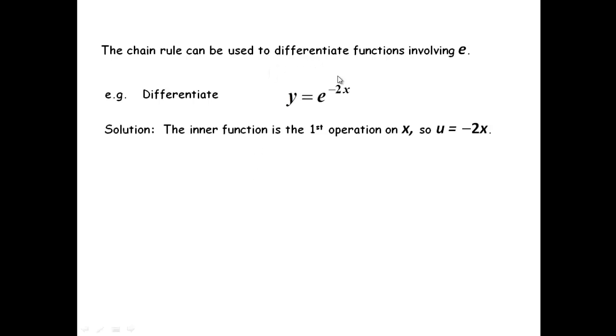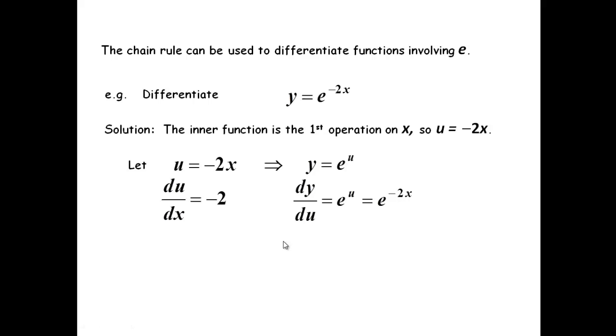To go beyond this, we use the chain rule. If, for example, we wanted to differentiate y equals e to the minus 2x, we would first look at the inner function, which is the first operation we perform on x. So it's this part here, isn't it? The first thing we do to x is minus 2x. So we make u the inner function, which gives us y equals e to the u. If we differentiate the u, we get minus 2. Minus 2x differentiates to minus 2. And if we differentiate y equals e to the u, we get dy/du also equals e to the u. And we can now sub back in our substitution, u equals minus 2x, and make it e to the minus 2x.